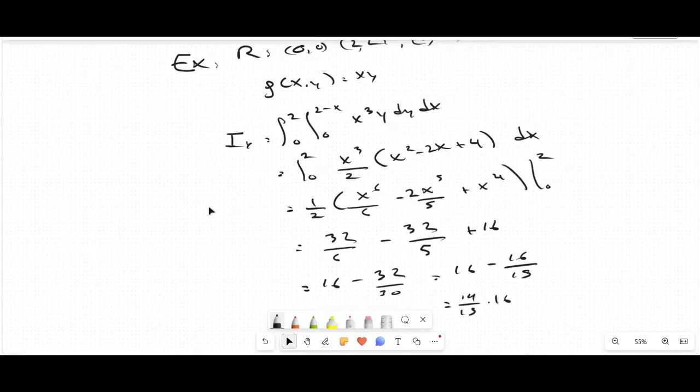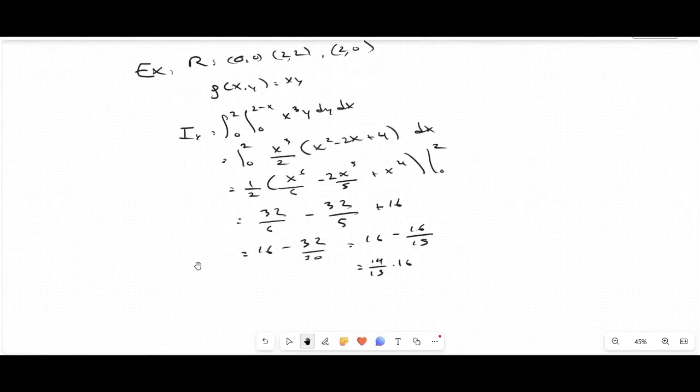Where's my mistake? X cubed y squared over 2. That be correct? Because geez, that's terrible. This should have been a 4 here. That's a 4. That's a 4. This is now 64.